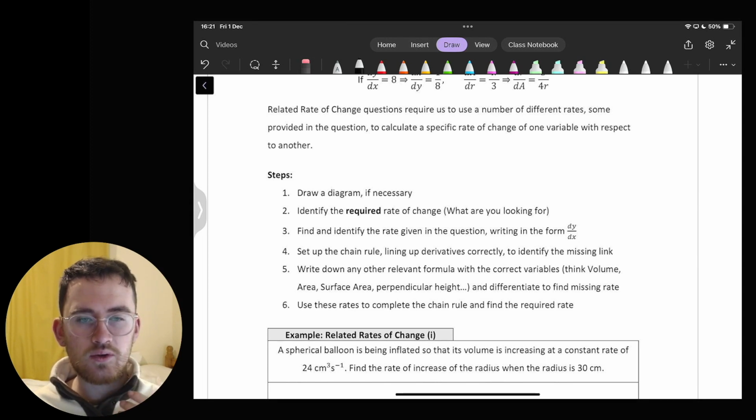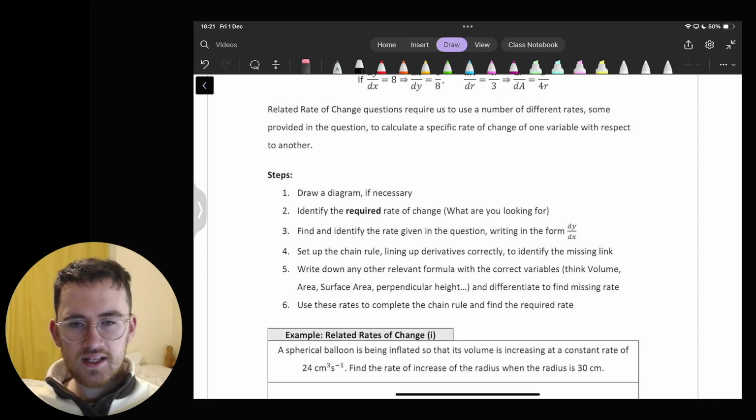So we need to find that rate that we're given in the question as well as the rate that we're looking for. Then we're going to set up the chain rule, lining up the derivatives correctly. So setting up the derivatives in such a way that we're going to cancel out those d parts that we don't want and enable us to have the ones that we do want, to see what the missing link is, and we're going to use any other formula we might have. So in a lot of these questions you're working with volume, area, things like that, and you have a lot of formulas for those. So you need to be able to pull from those formulas to find rates based on what you need in the question. The question won't always lead you through all of that, so you need to be able to pull it in in some regards by yourself.